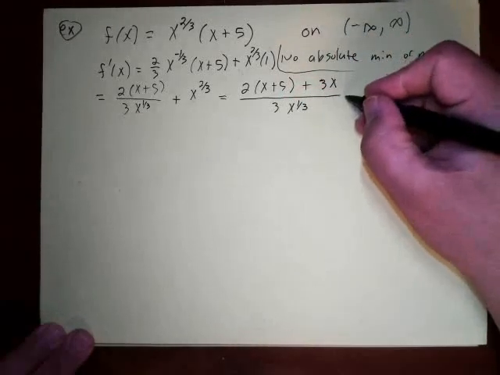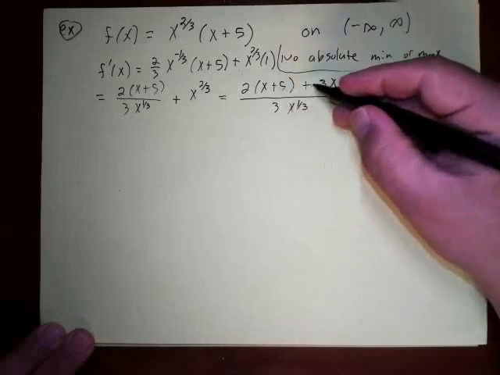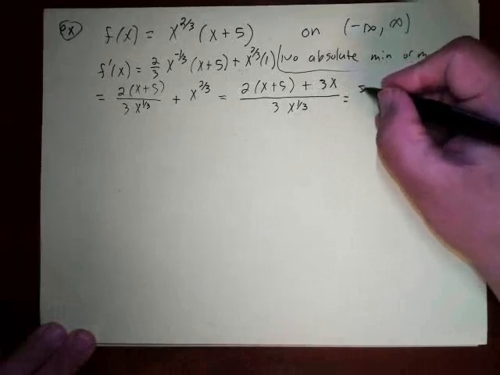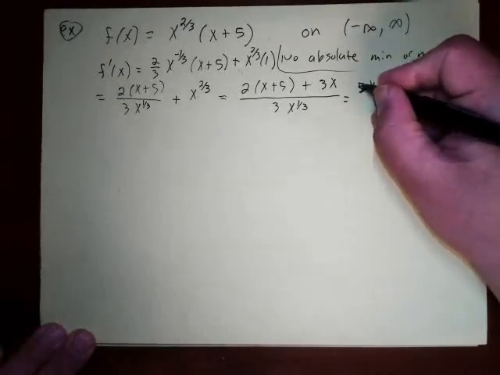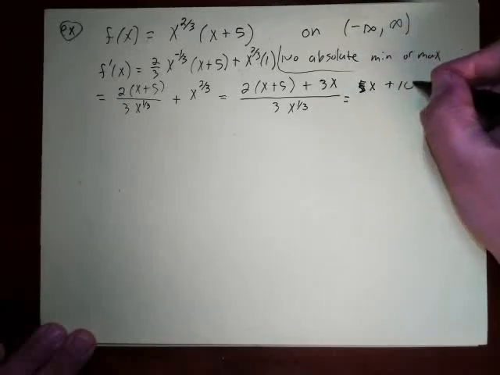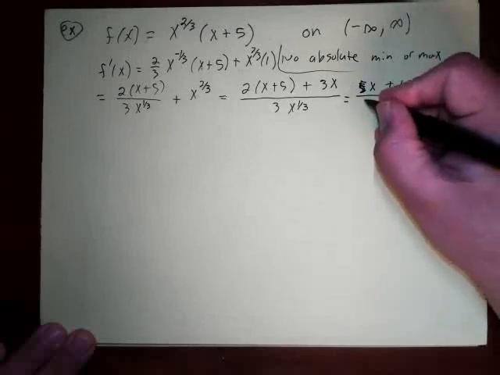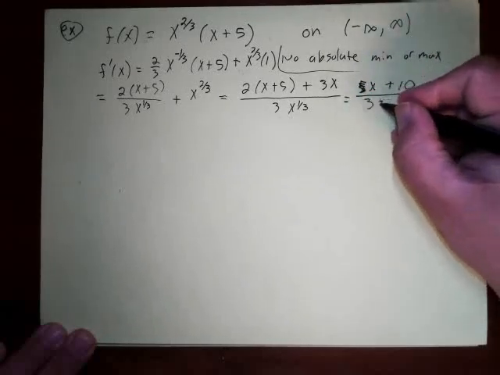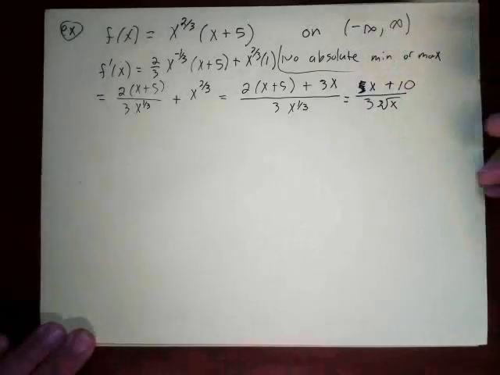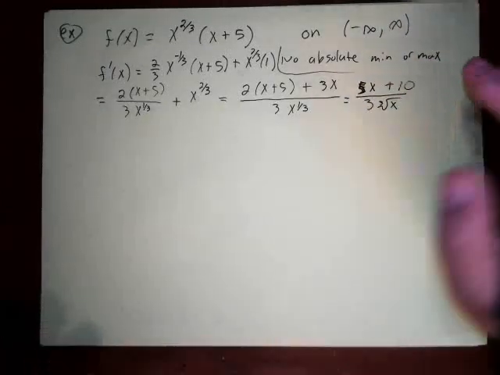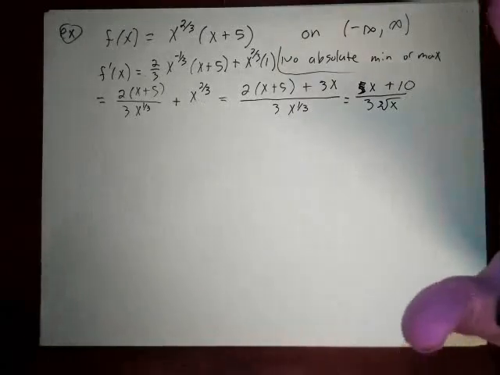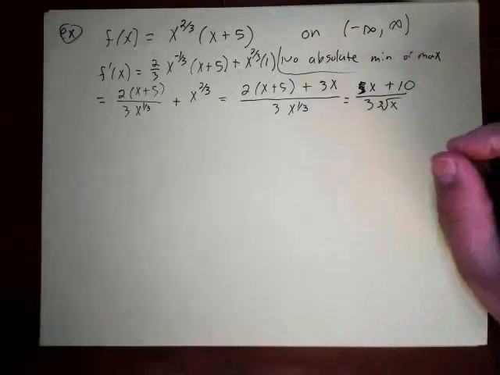Now I'm going to distribute the 2 and combine like terms. So that's going to be 5x plus 10 over 3, and then this is really like the cube root of x is what that is. That makes it look maybe a little less confusing. That fractional exponent never looks very friendly. Fractions are bad enough, fractional exponents even worse, right?